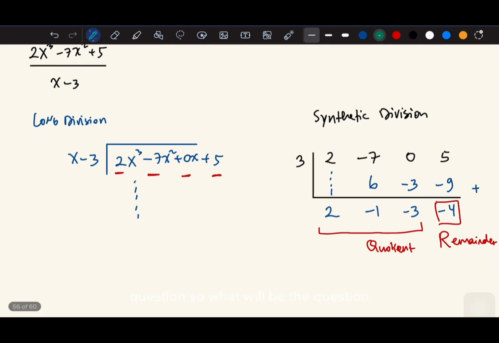So what will be the quotient? The quotient will be 2x squared minus x minus 3. It's actually pretty simple. I'm not sure who is the founder of the synthetic division. Maybe I need to find out who. It's really helpful, especially if you have polynomial functions that can be described with this synthetic division.